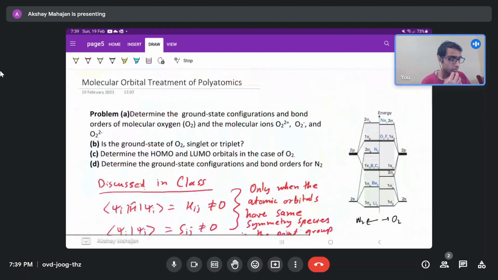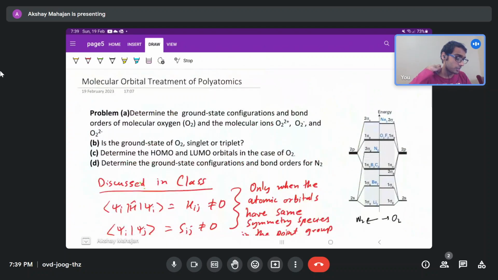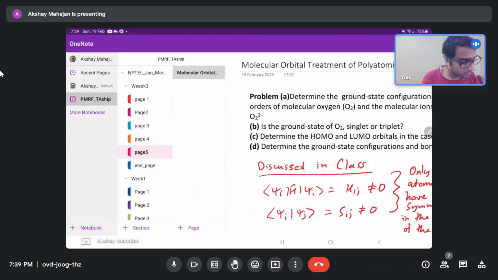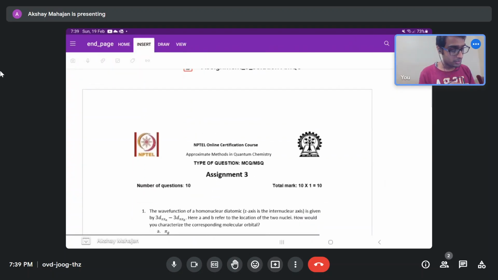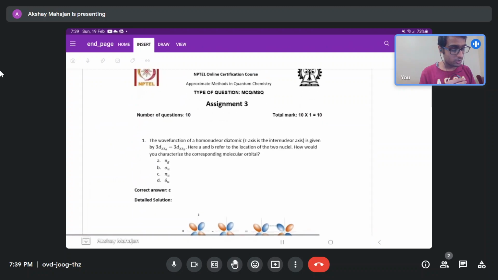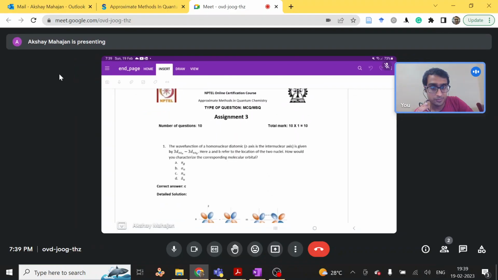This is the problem that we have to do. Now I guess we still have 20 minutes, so we will quickly discuss the assignment problems as well. Assignment 3 has already been solved, so we will quickly discuss all the solutions, and hopefully if you had any doubts, they will be cleared by this quick discussion.